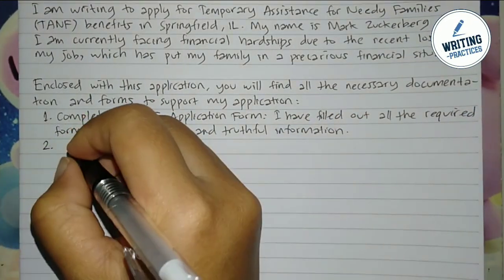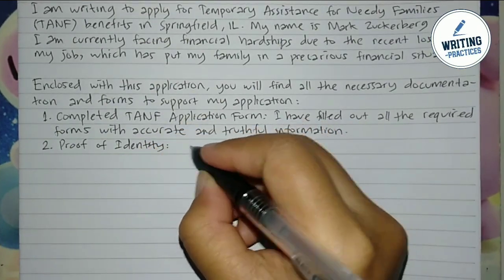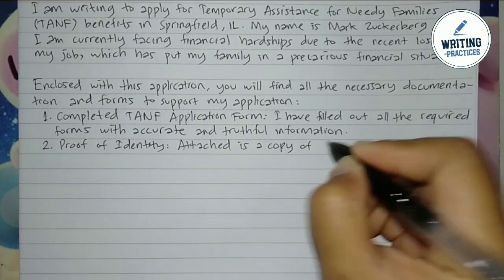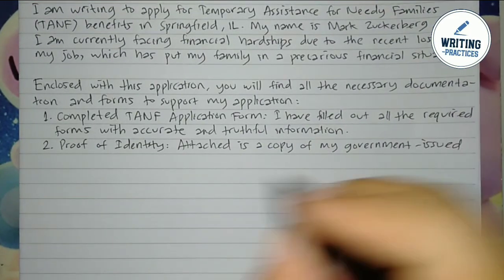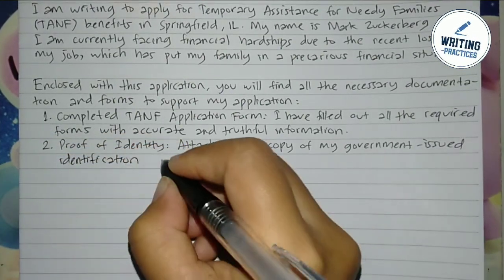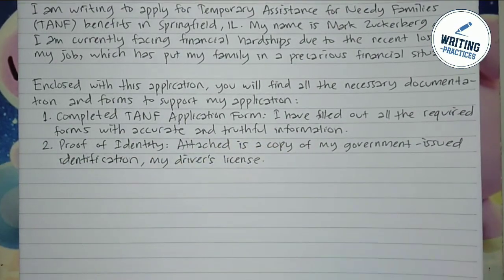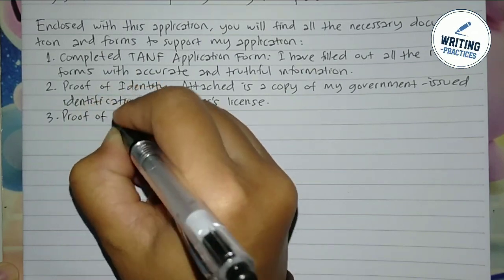For the second document, it is about the proof of identity. Explain that you've provided a copy of your government-issued identification, such as a driver's license, as proof of your identity. Here is how you write it. 2. Proof of identity. Attached is a copy of my government-issued identification, my driver's license. For the third document, it can be about proof of your income.